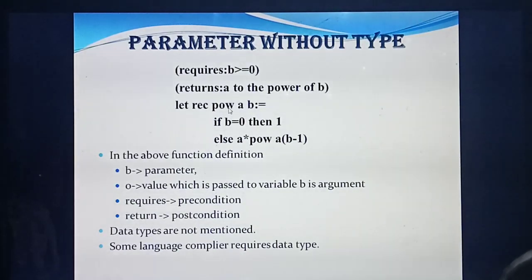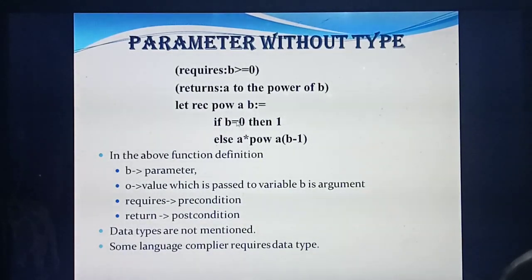So the function definition always starts with the keyword let followed by a function name. If the function is recursive, the function name is preceded by REC. Then the number of arguments you need to give. Okay. So now which is the function name here? Power of, that is POW.